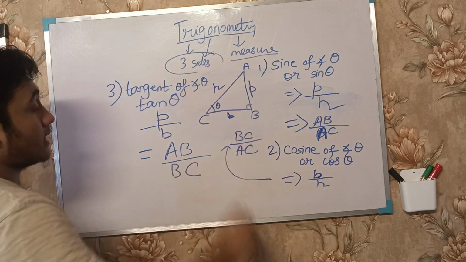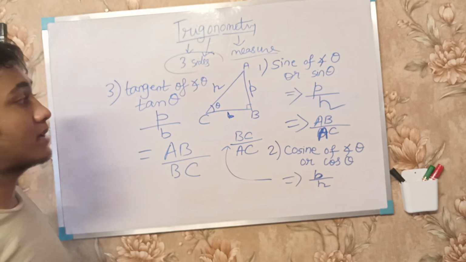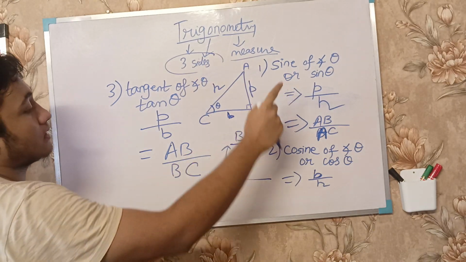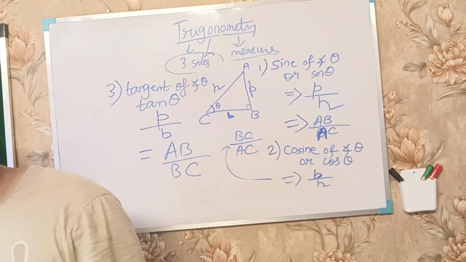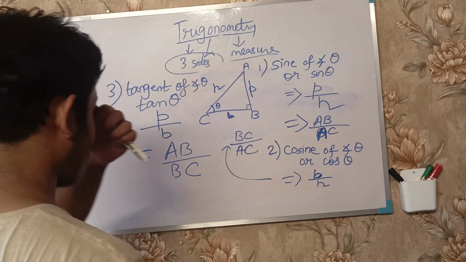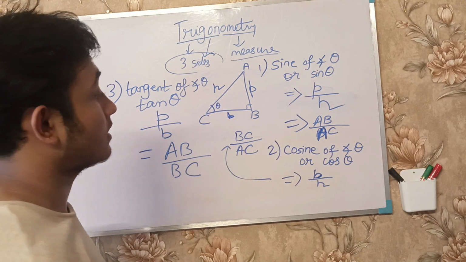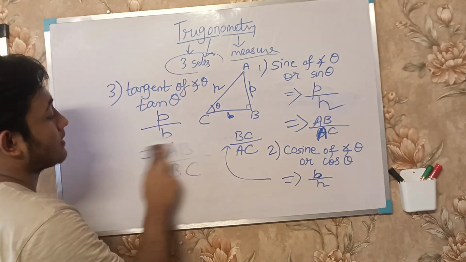So these are the main three things that we learn with respect to the angle theta: the sine theta, the cos theta, and the tan theta. Now there are some more measurements which we take and which are in your syllabus.